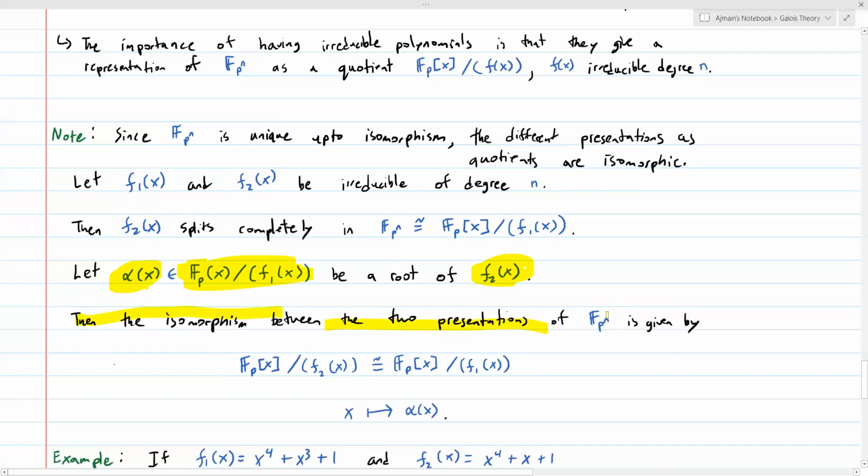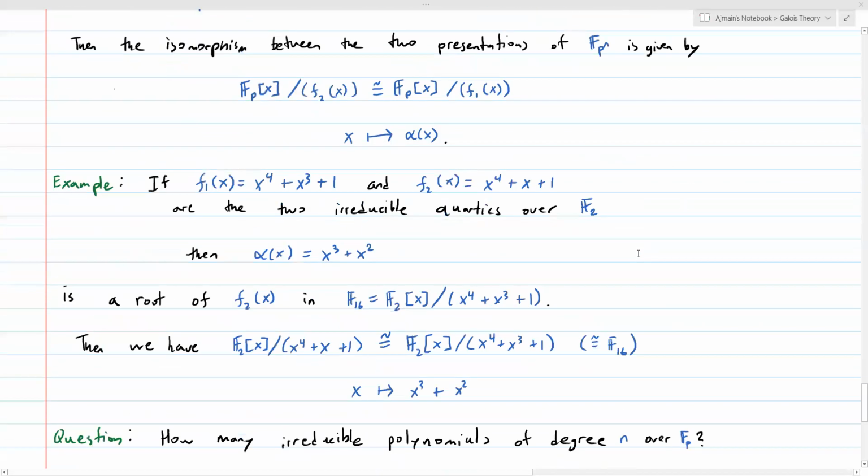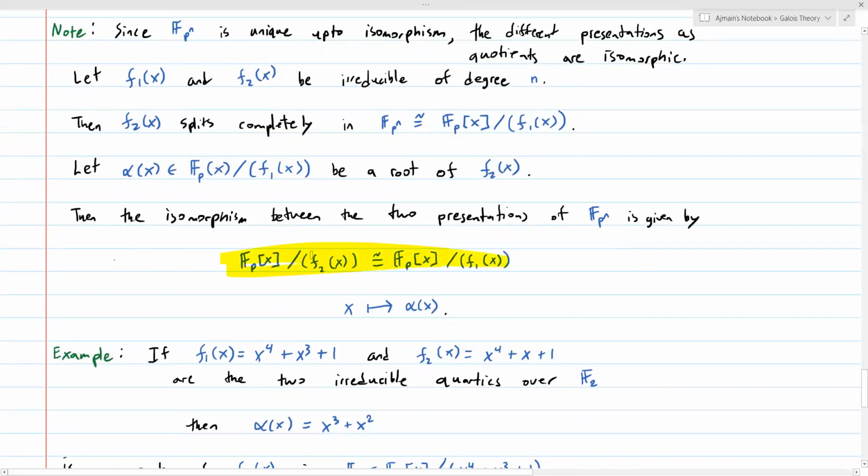So the isomorphism between the two presentations of F sub p to the n is given by this map that takes x, which is a root of f sub 2 of x in this field, to alpha of x, which is also a root of f sub 2 of x in this field. Since both of these are simple extensions, you just take a root of this field to a root of the same field, to a generator of the same field. So this is also a simple extension. If this didn't make sense, then I think you have to think about it a little bit more.